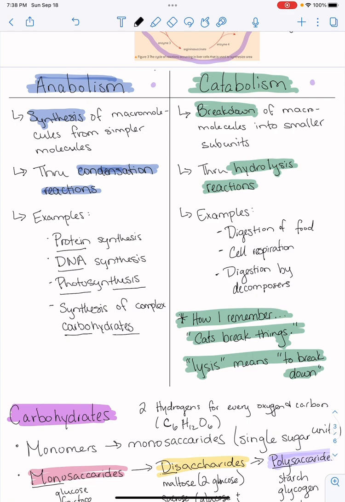On the other side, we have catabolism. So catabolism is the breakdown of large molecules into smaller molecules. And we do this through hydrolysis reactions.